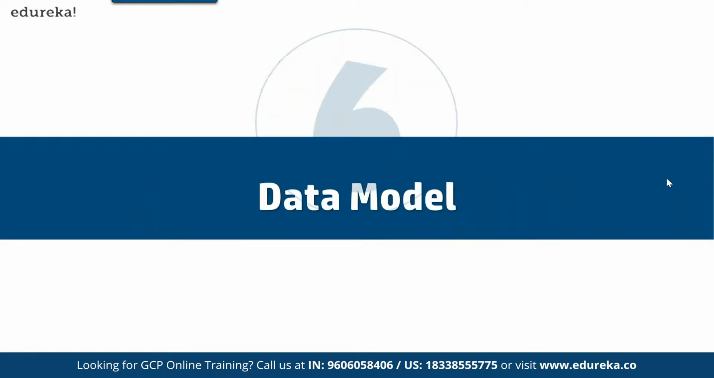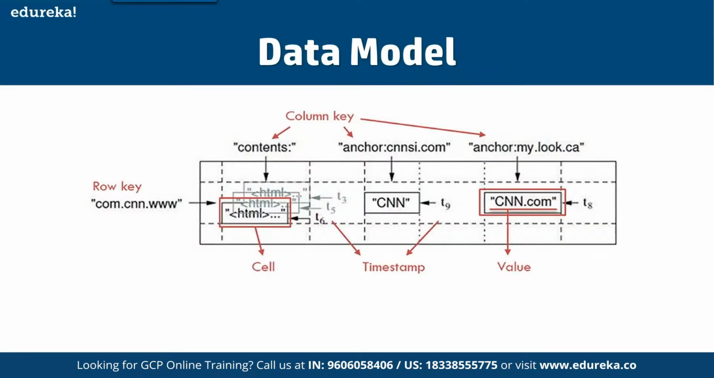Okay, now let's talk about the data model. Let's do a very small demonstration of the data model. A Bigtable is a sparse, distributed, persistent, multi-dimensional sorted map. The map is indexed by a row key, a column key, and a timestamp. Each value in the map is an uninterpreted array of bytes. As you can see here, every value in the map is an uninterpreted array of bytes.